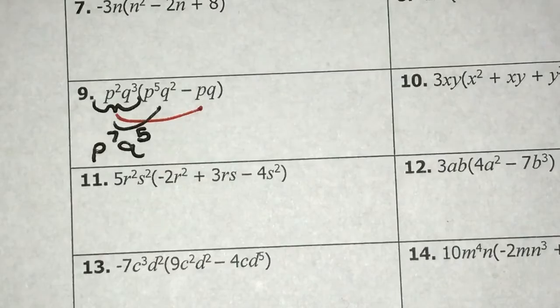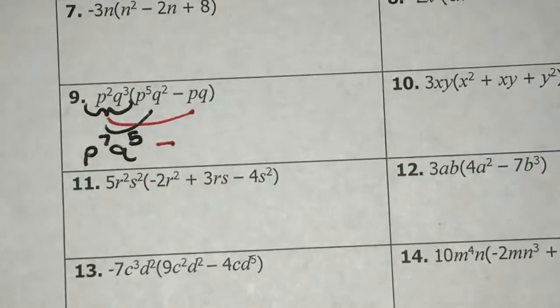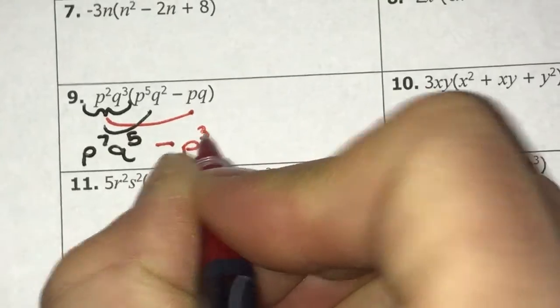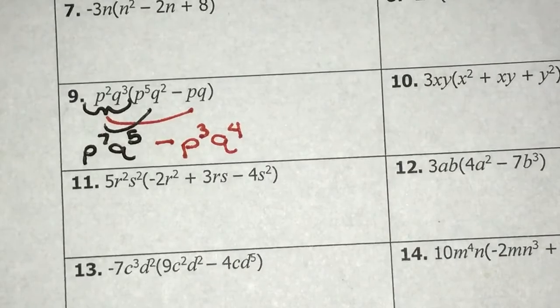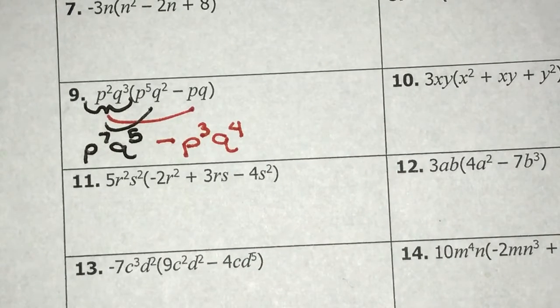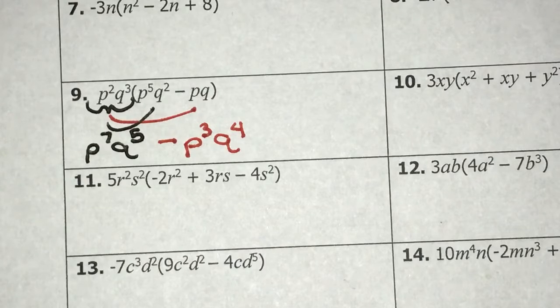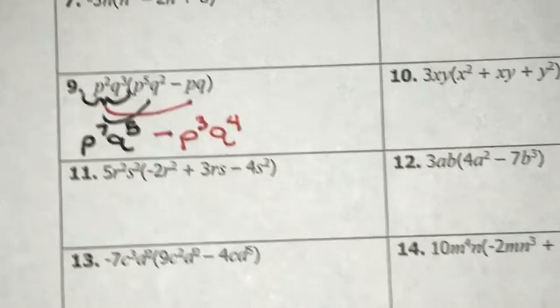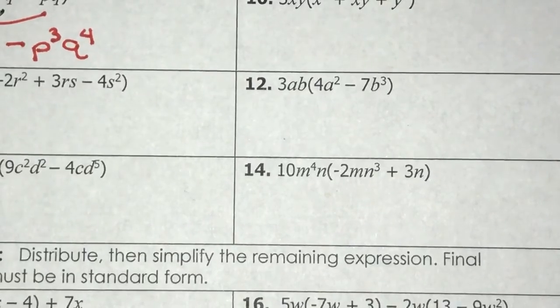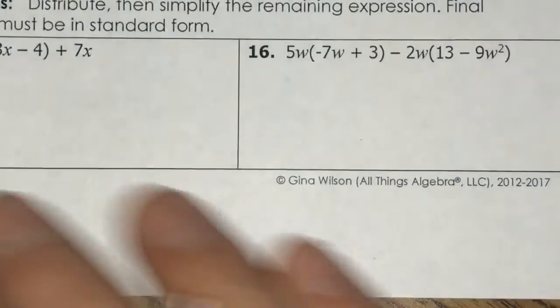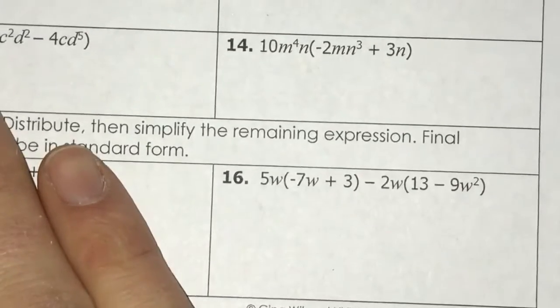So negative, it's going to be negative, so minus p cubed q to the 4th. You guys see that? Okay, let's do number 14. Jump down to your notes at number 14. Actually, let's jump down to number 16. I'm sorry. Remember, your homework tomorrow will be to finish these notes, not today.